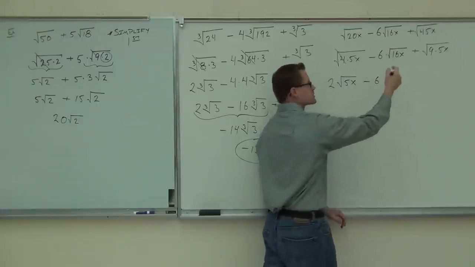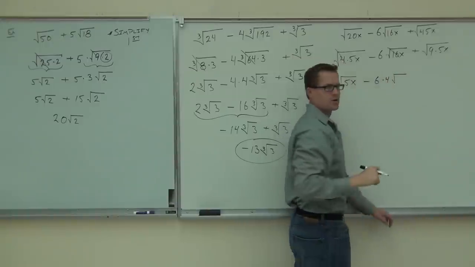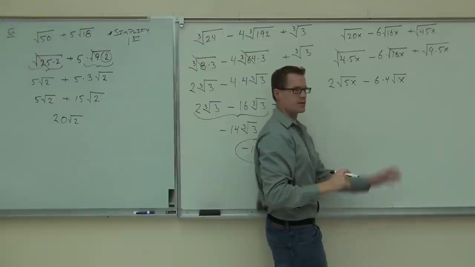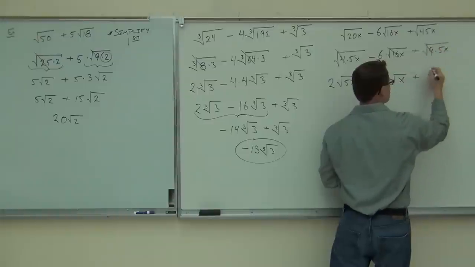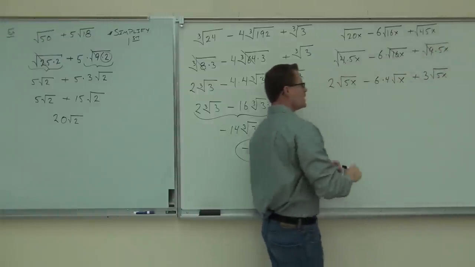4. Watch carefully, please. We're going to have times 4. Then I have a square. What's inside the square root? X. Good. You okay with that? That's 4 root x? Yeah. Lastly, I've got plus. This is going to give you 3 square root of 5x again. Let's do one more step.